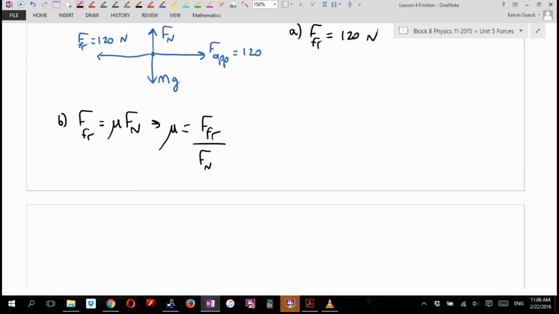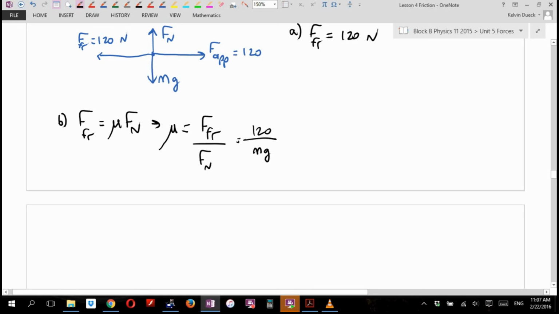Coming back to you, Cam. Do I know how big friction is? Yeah. What? 120 newtons. I don't know the normal force. Oh, but look. I know another force the same size as the normal force. Which, huh? So I can say 120 over mg.